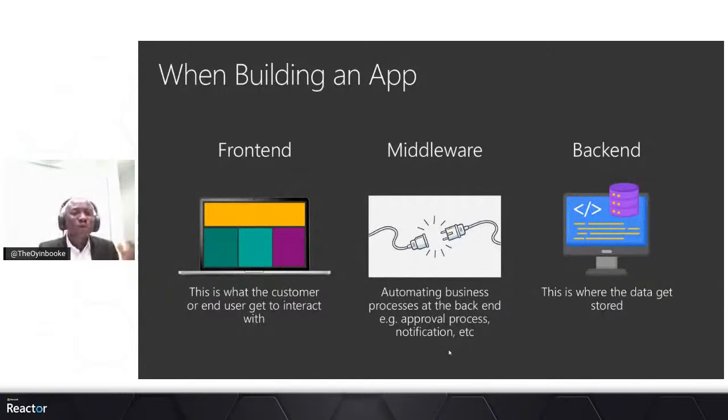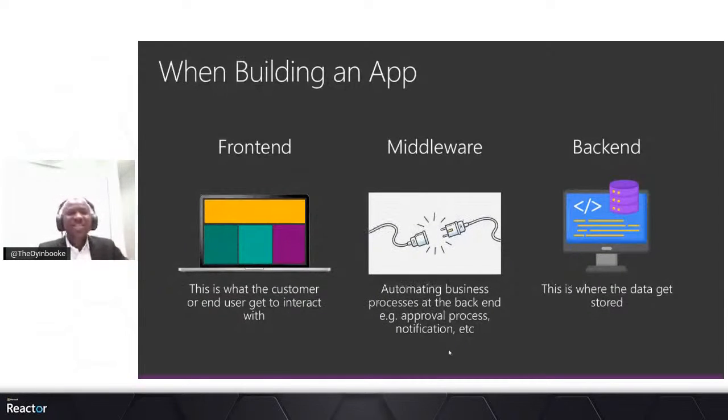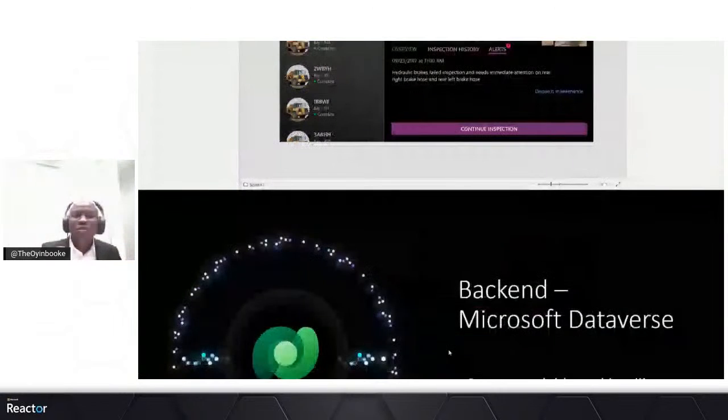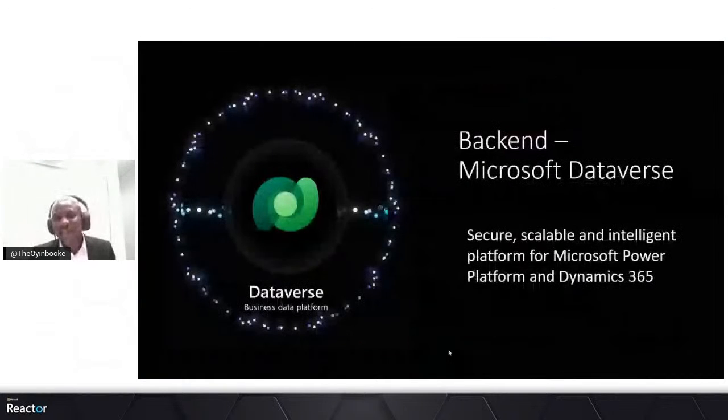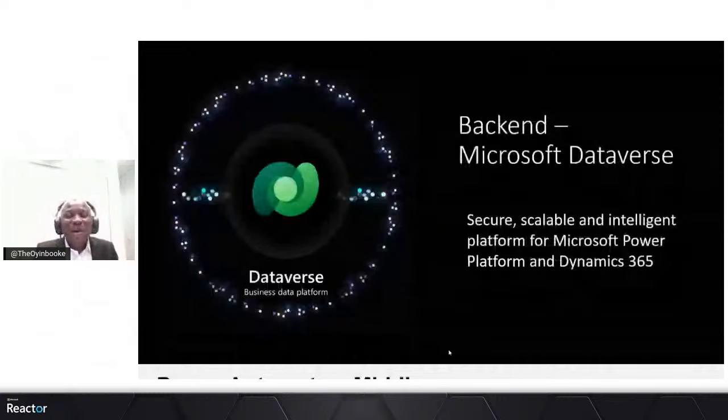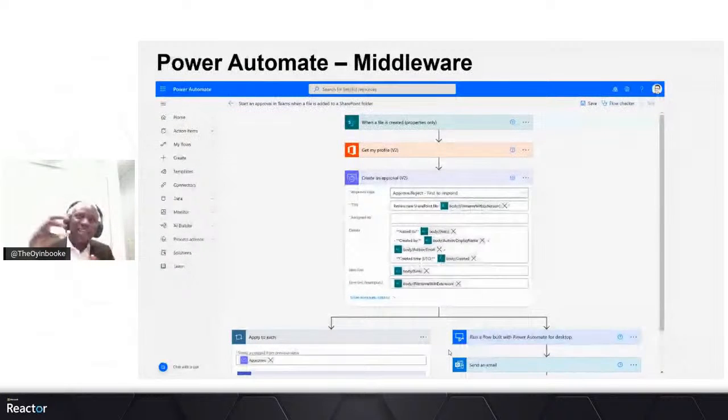Because we're in a low code application development platform, these are the equivalents of the three technologies I've talked about. When you think about front end, Power Apps is our front end. That is what we're using to build this application. When we talk about back end, where we are storing the data, Microsoft Dataverse is the back end, which is a secure, scalable, and intelligent platform. Also, we have Power Automate, which is the middleware connecting whatever is stored in the front end to the back end and doing some automation like approval, status update, and notification. We use Power Automate to run these activities.